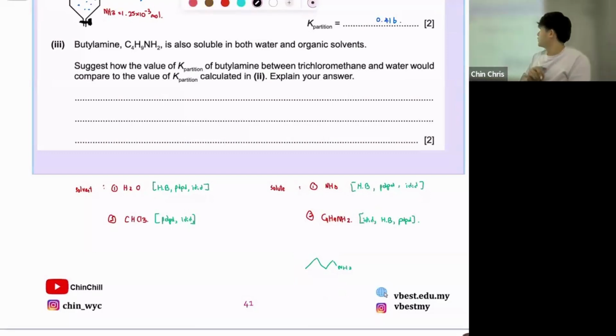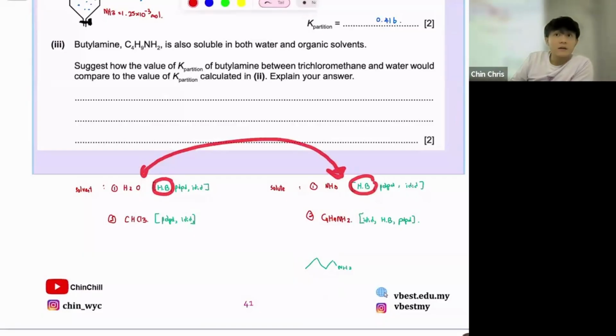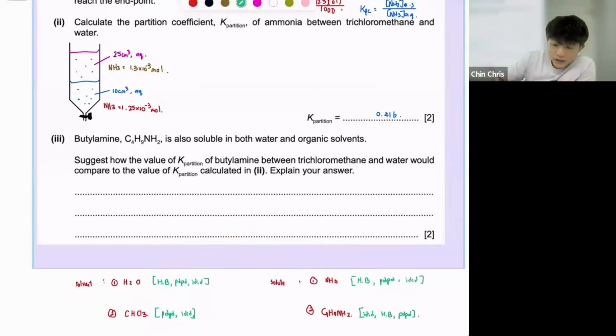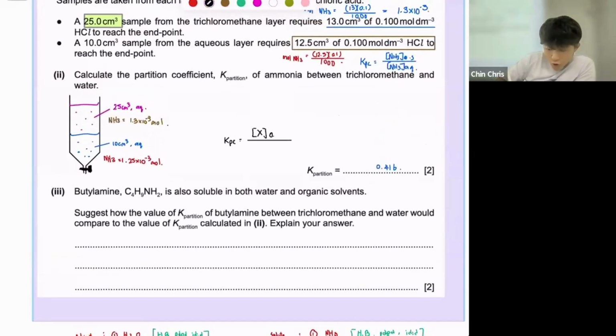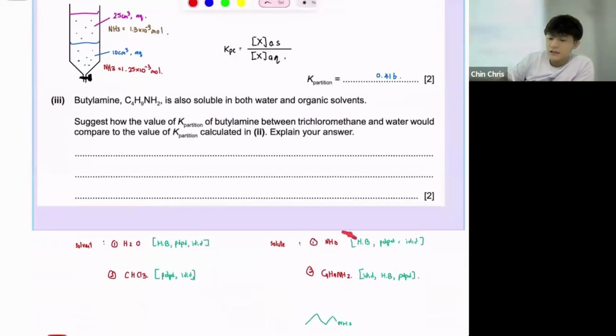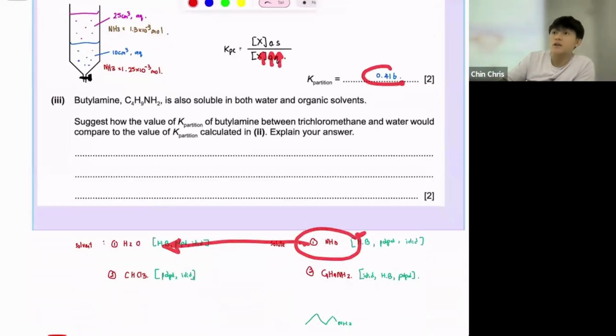Understand? So guys, now let's look at NH3. Please tell me, NH3 dissolves better in where? Water. Why? Hydrogen bonding. All right, which means if you write down your KPC, it's always organic solvent over aqueous, correct? So if you look at NH3, it dissolves better in H2O, which means the concentration in the denominator is higher. So do you see the value is very small?